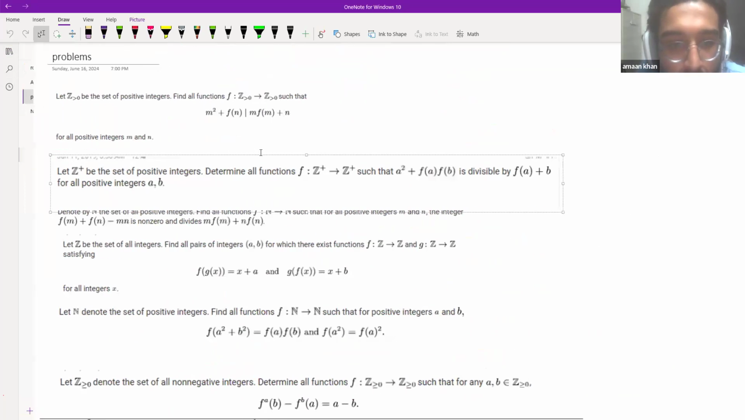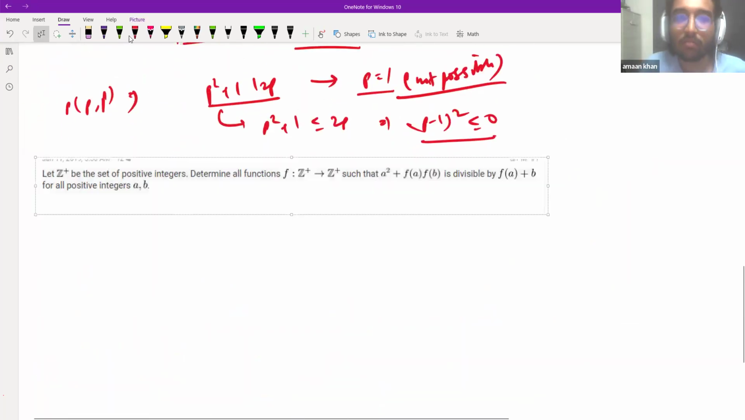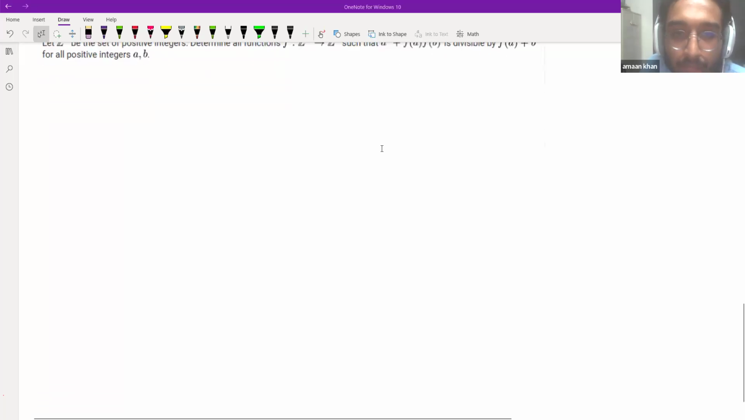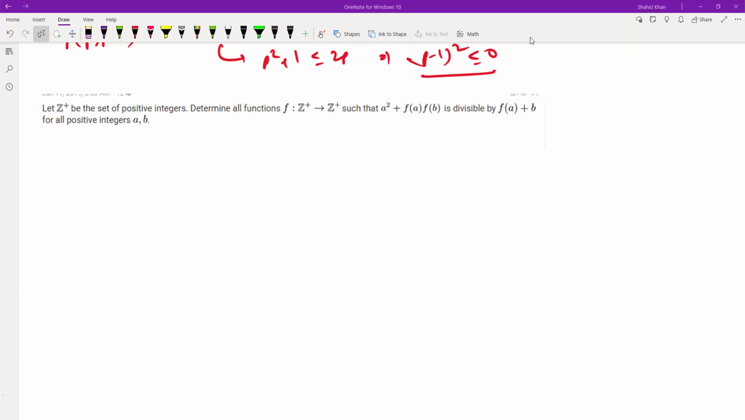So let's do, which one should we do? Okay, let's do this one. This is also very similar in spirit to the previous one. Again, possible solutions: f of x equals x is a possible solution.